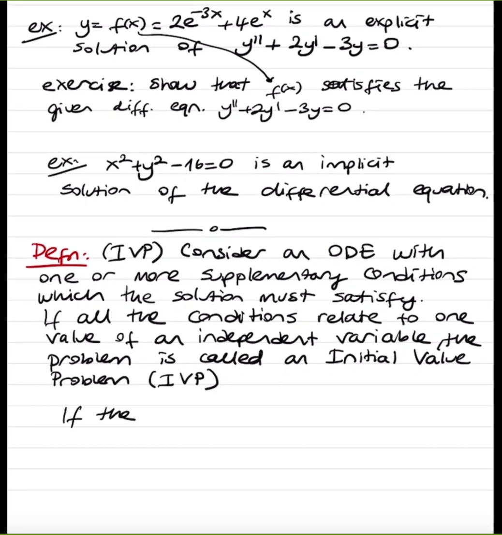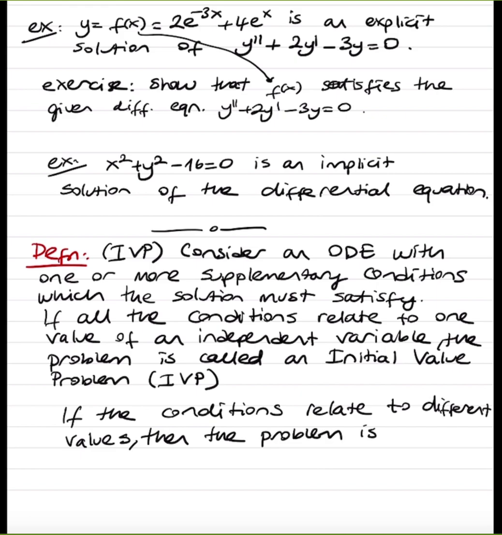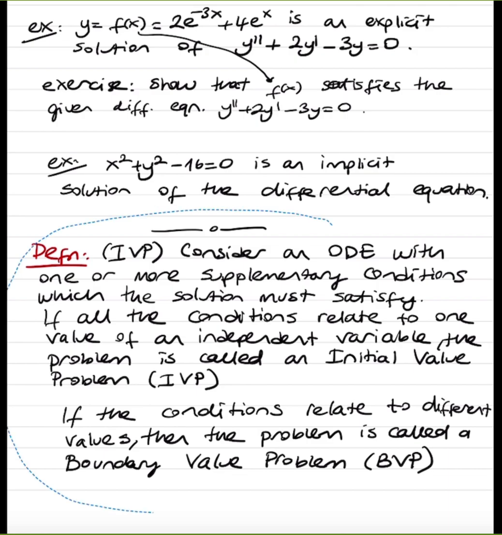So if the conditions relate to different values, then the problem is called a boundary value problem. Okay, maybe I will copy it to the next page.